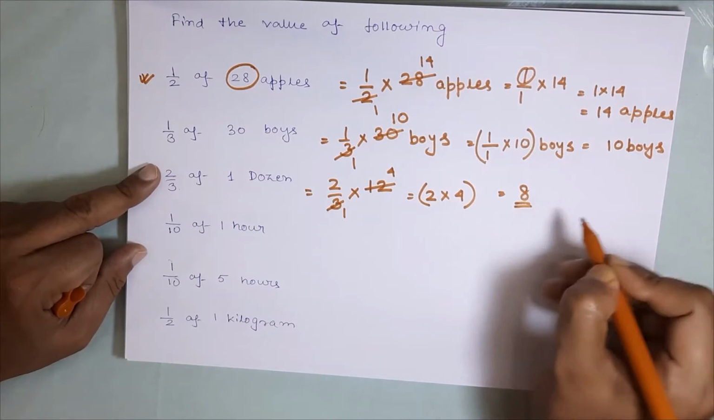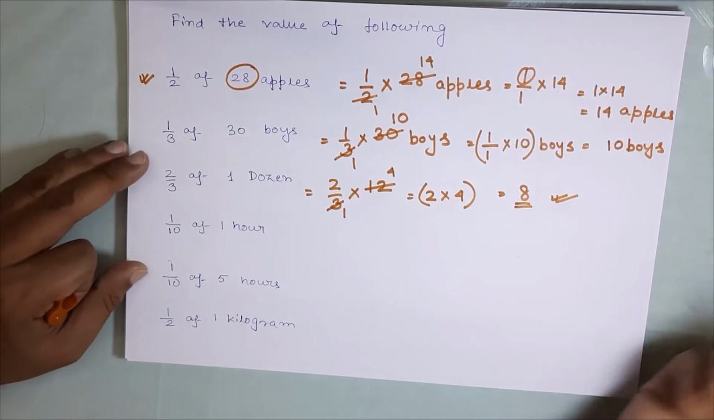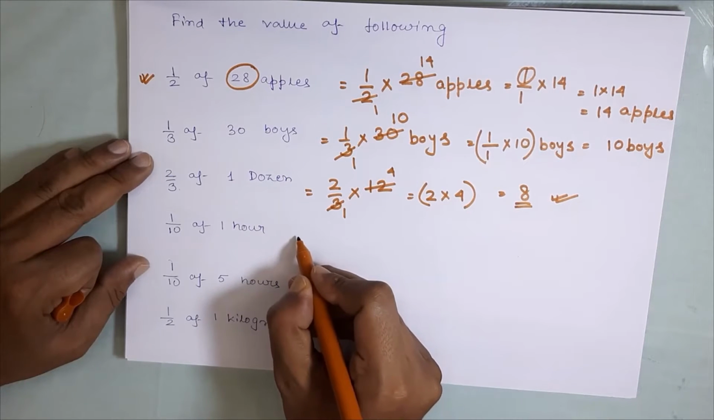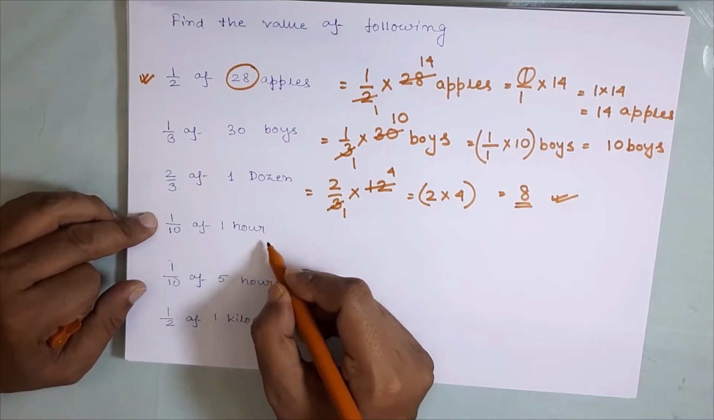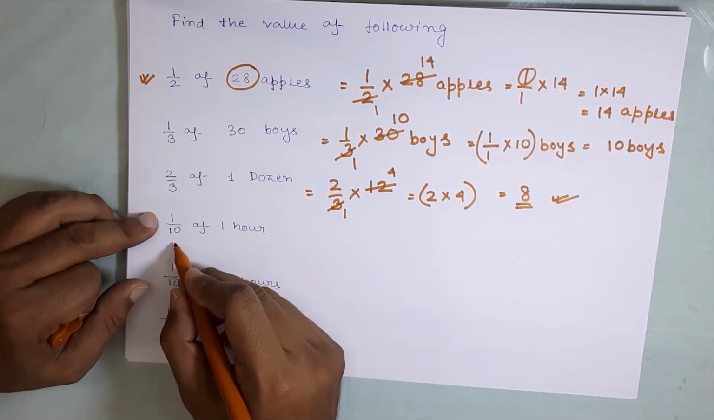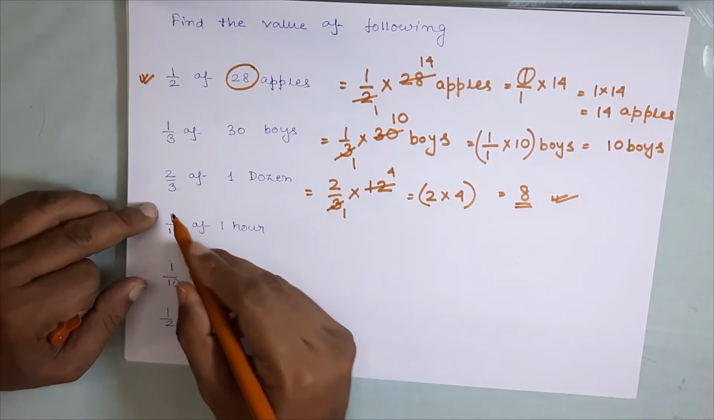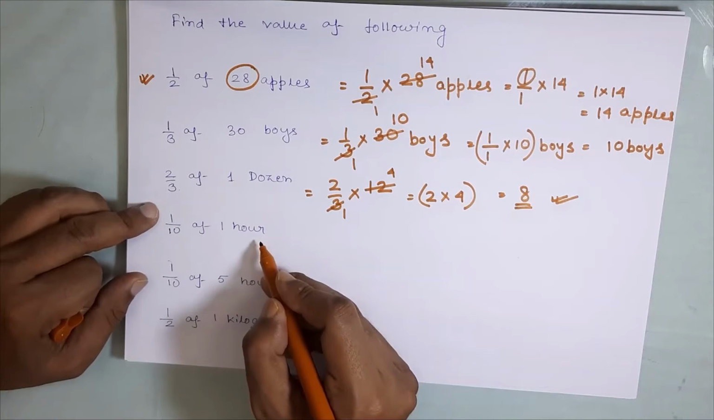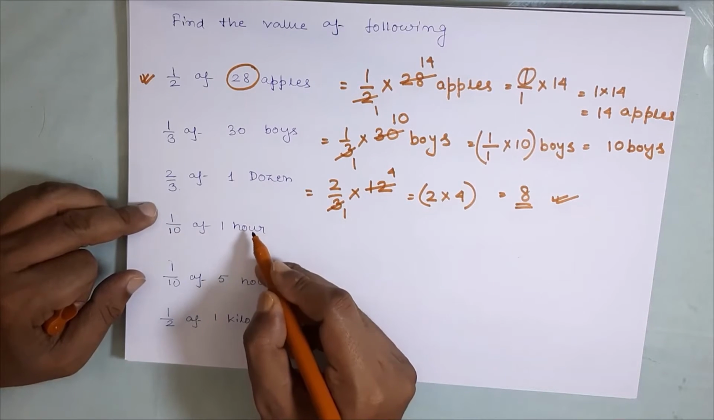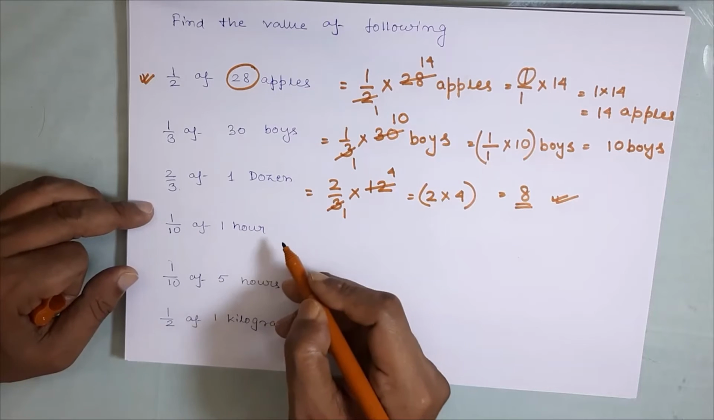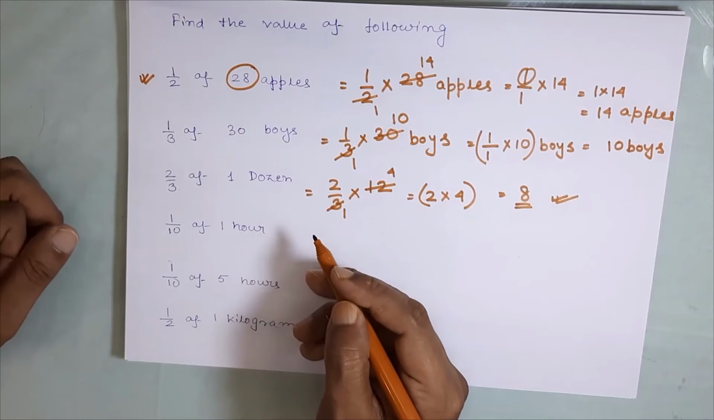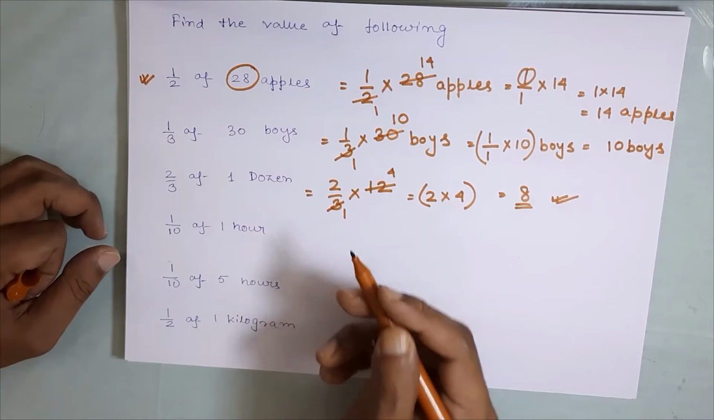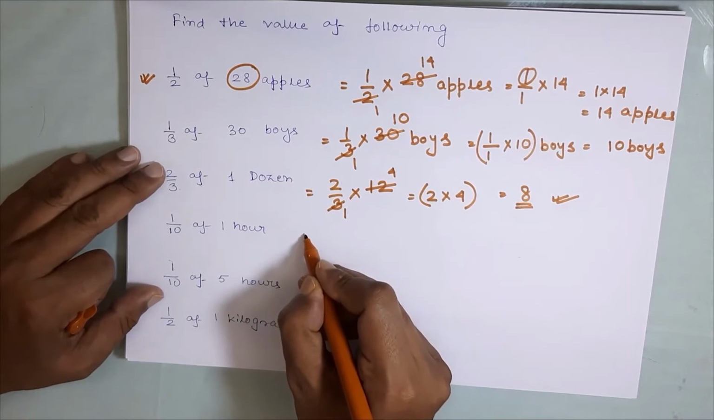That's what the answer is. Voila. Coming down to your next problem sum, which is 1 by 10 of 1 hour. So if you see, 1 hour is not divisible by 10, like 1 dozen is not divisible by 3. So we'll change it into a bigger number which is equivalent to 1 hour. What is a bigger number equivalent to 1 hour? We know 1 hour is equal to 60 minutes. So let's change it into minutes.